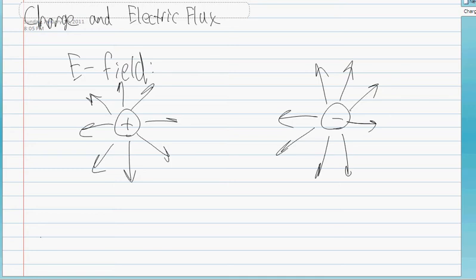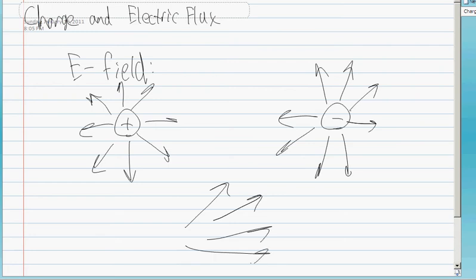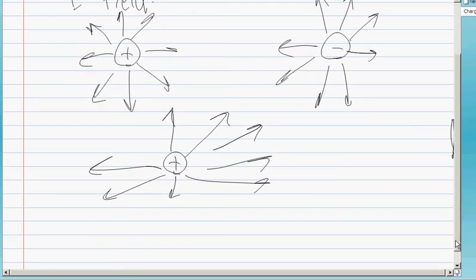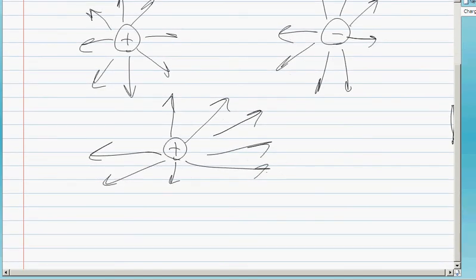But what about if we don't know? Like, we just have a bunch of lines. In this case, if I just gave you the lines, you could pretty much tell that there's going to be some sort of positive charge here in the center. And that makes sense. Okay, all right, so we can do that.